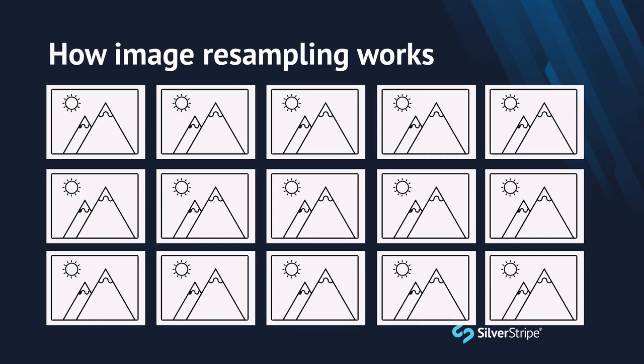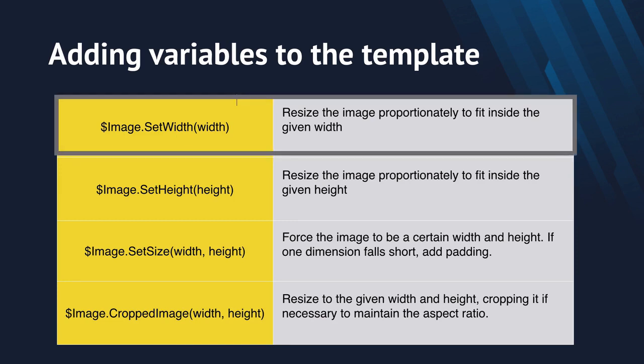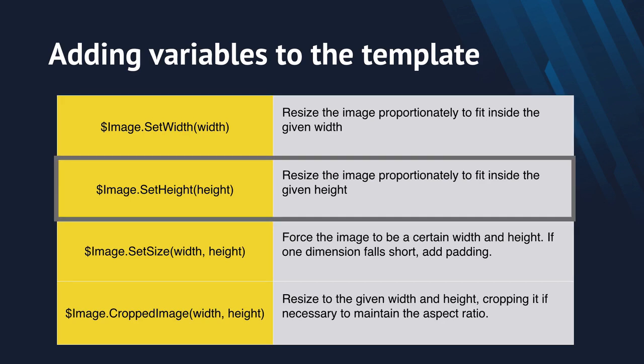There are many image resampling functions that ship with a default install of Silverstripe. It's also very easy to create your own, which we'll cover in another tutorial, but here are a few common methods you might find useful. There's image setWidth, which will reduce the image size proportionally given a width. There's setHeight, which does the same thing, only it constrains to the height, not the width.